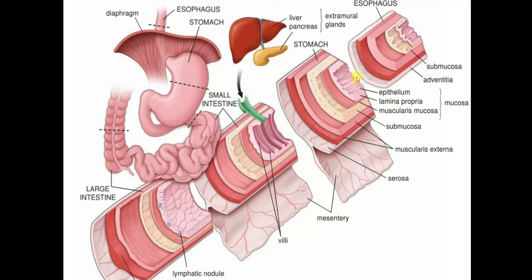So which type of epithelium is predominantly present in the digestive tract? Of course, it's a simple columnar epithelium, with a few exceptions. It starts from the esophagus, which is lined with a stratified squamous epithelium. In the stomach, it's a simple columnar epithelium, in the small intestine simple columnar, in the large intestine simple columnar.